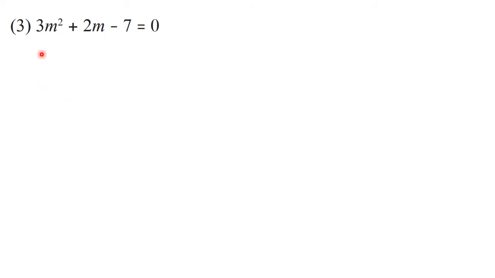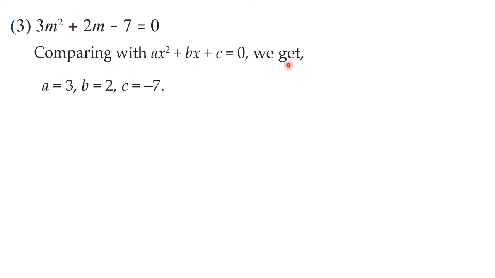Question number 3. 3m square plus 2m minus 7 is equal to 0. So what you can observe is the equation is in standard form. So let us compare it with the standard form, that is ax square plus bx plus c is equal to 0. So when we compare it with this standard form, we get a is equal to 3, b is equal to 2 and c is equal to minus 7.